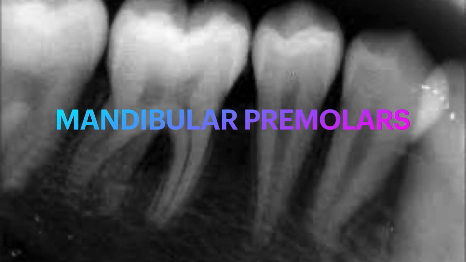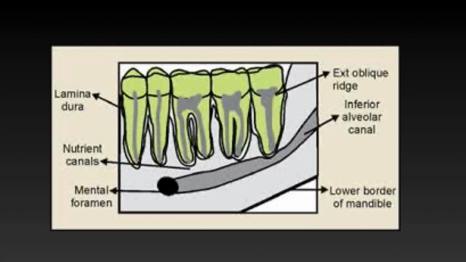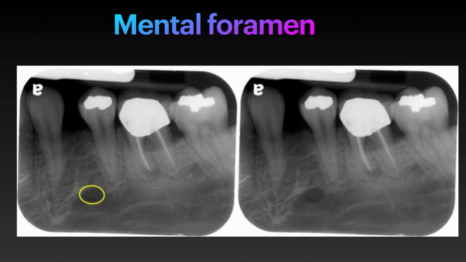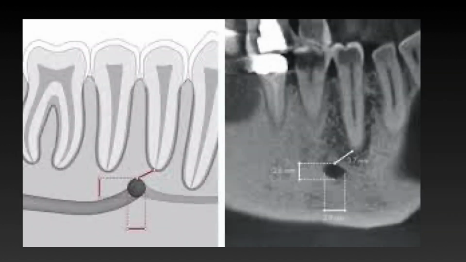Next, let's learn about the anatomical landmarks of the mandibular premolar. Mental foramen. It is an opening in the bone located on the external surface of the mandible, in the region of the premolars. On the radiograph, it is a small ovoid or round radiolucent area in the apical region of the premolars.